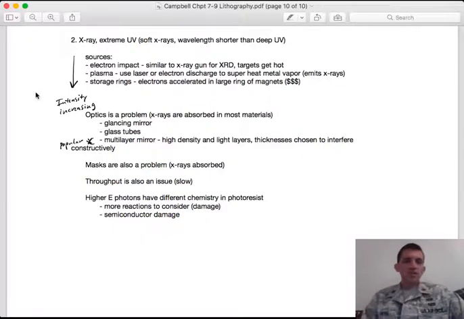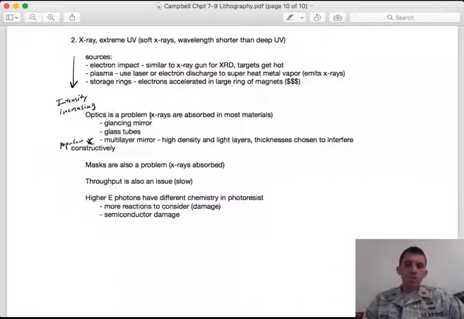Using X-rays is a great example of having to redesign basically the entire system to accommodate that lower wavelength. The optics become a problem. The reason that glass is transparent to visible and UV photons is that the band gap of silica is like 9 eV. So that's too high for optical and UV photons to take an electron across the band gap. So that photon is transmitted.